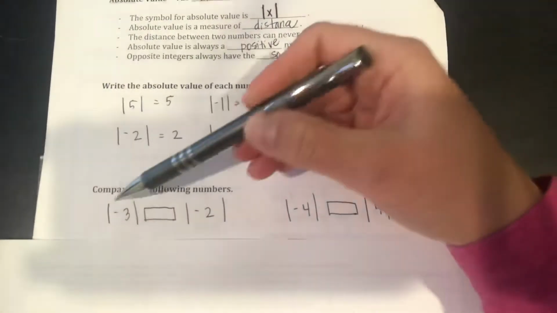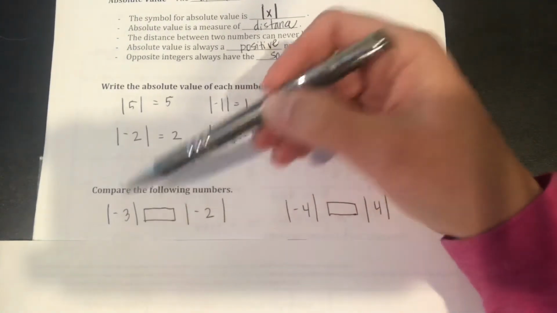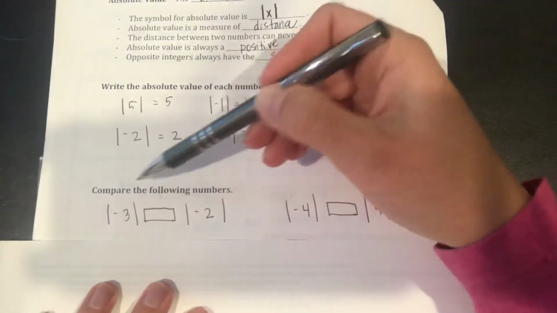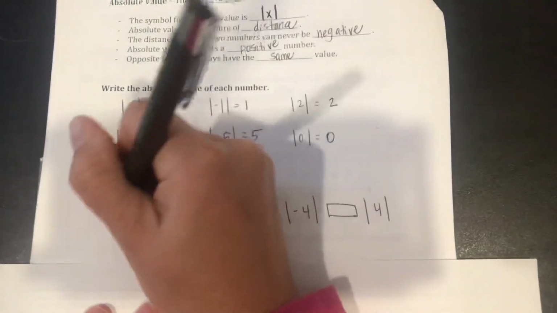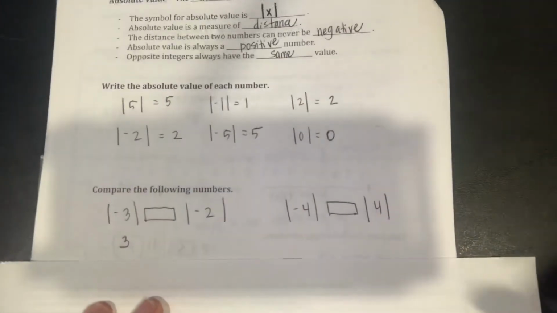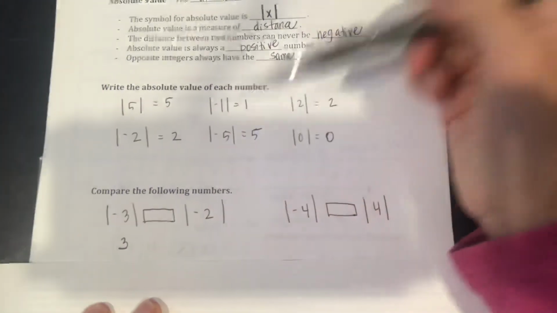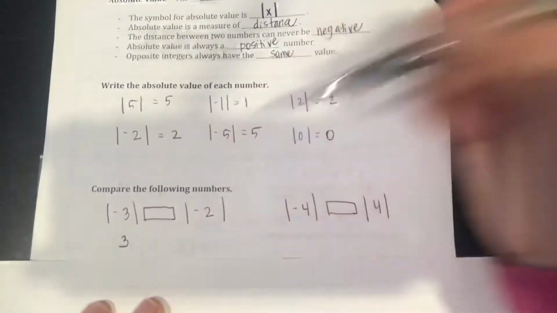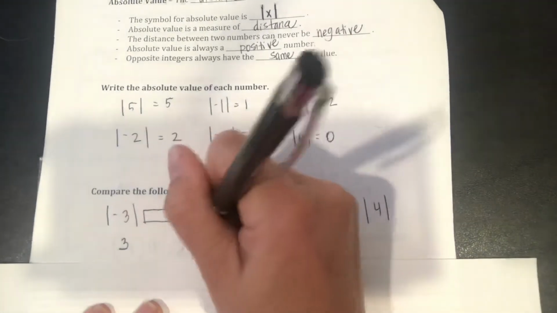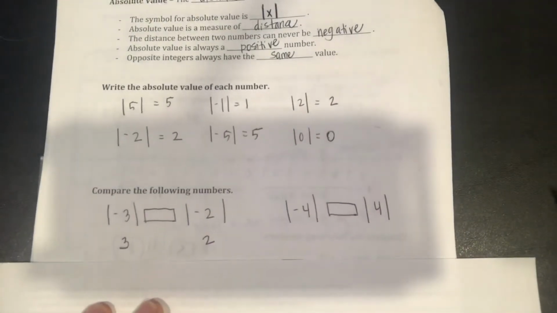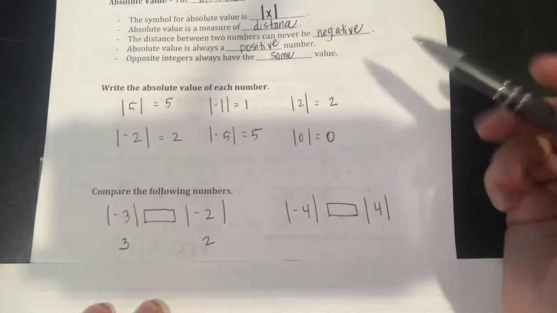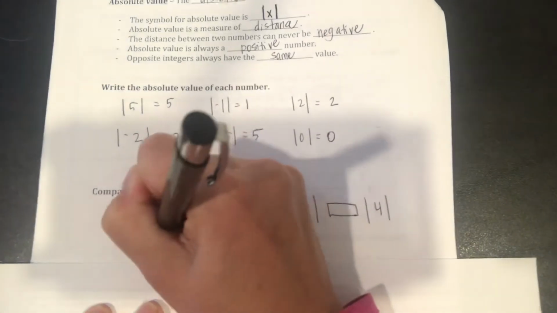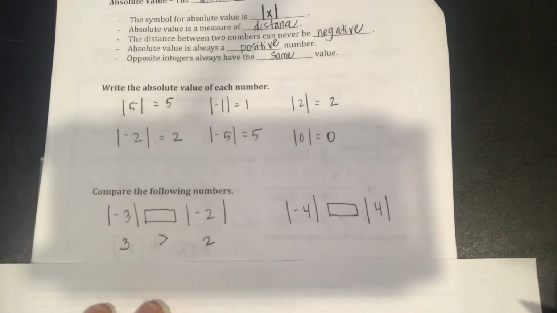Now we are going to use absolute value to do inequalities. Greater than and less than. So it says compare the following numbers. Well, I've got the absolute value of -3, but I know that the absolute value of -3 is just plain old 3. Is what to the absolute value of -2? Well, the absolute value of -2 is just 2. So what goes in this box here? 3 is what to 2? Well, 3 is greater than 2.